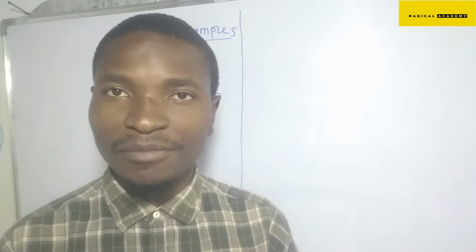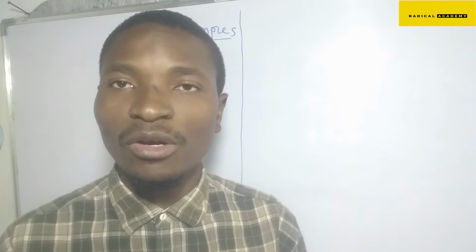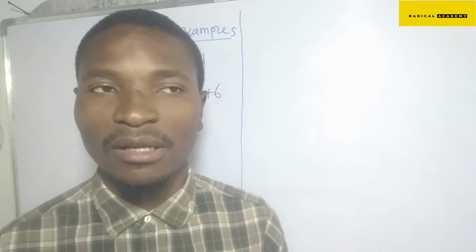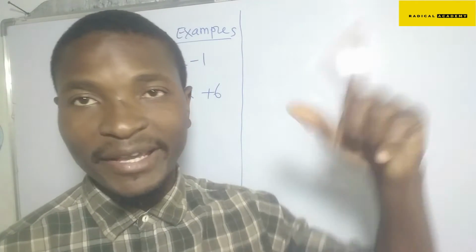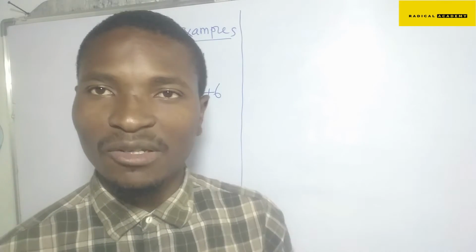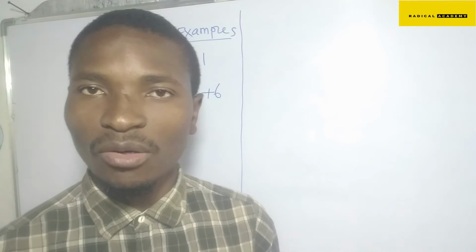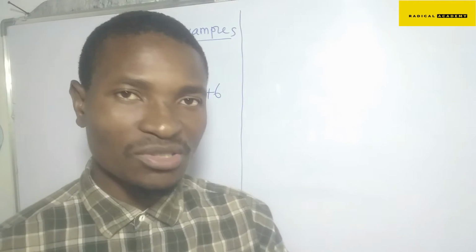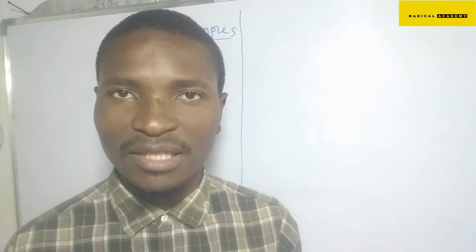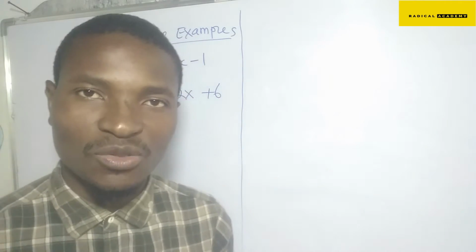Okay, now in these examples, I'm going to put more emphasis on what you are supposed to do if the coefficient of x squared is there, meaning a number in front of x squared, or if there is no coefficient in front of the x squared. So how can you solve such a quadratic equation using the completing square method? Okay, so now let's dive into it.